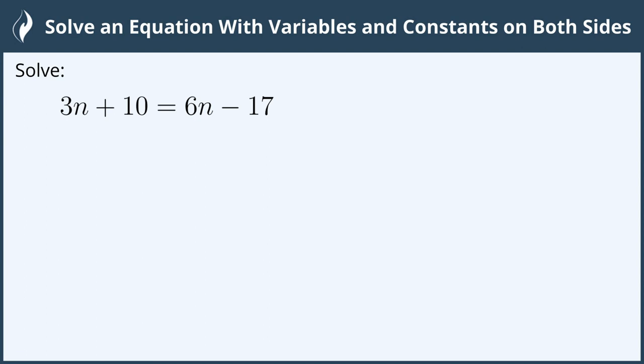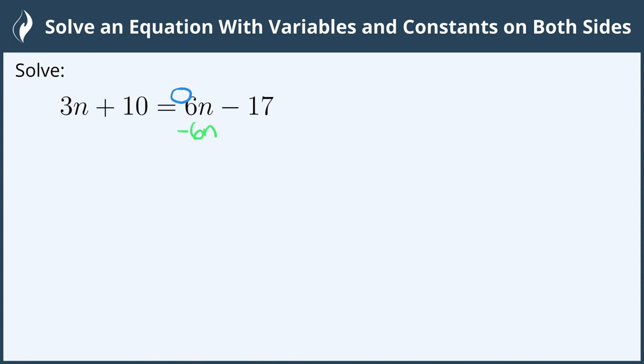So let's just move all of the variables to the left side, just because, and it doesn't matter, we can pick either one. To move all the variables to the left side, that means I need to move the 6n. And since the 6n is a positive 6n, to negate the positive, we subtract 6n.